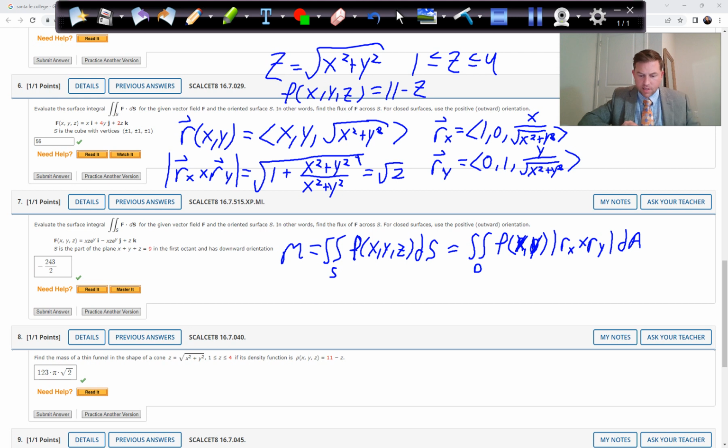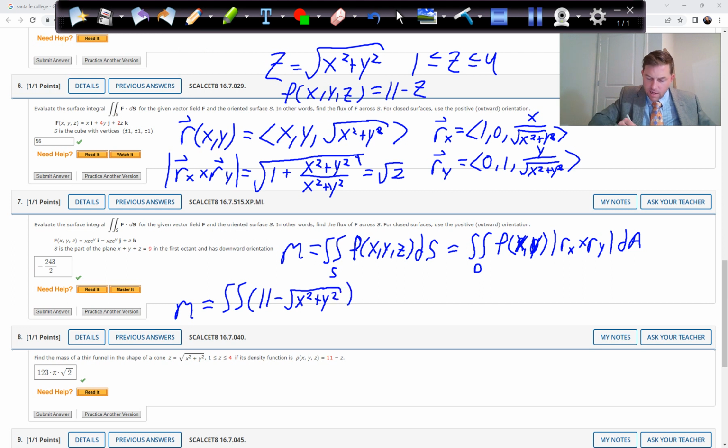So the density function we're going to write not as z, but as 11 minus z. Oh, I just said we weren't going to write it like that. We're going to write that instead as 11 minus the square root of x squared plus y squared. That's what z is. Times this cross product, which is just square root of 2, and then we're going to have dx dy.